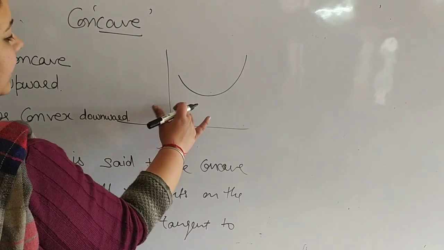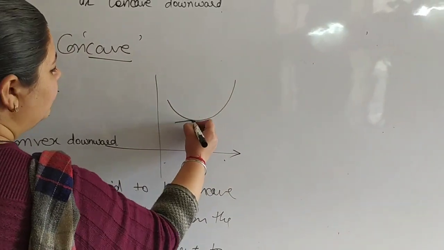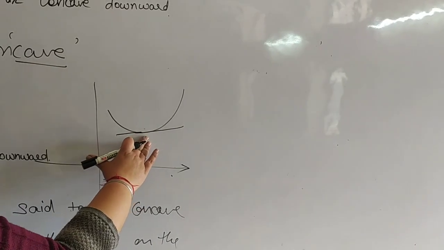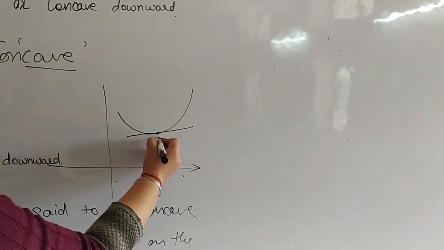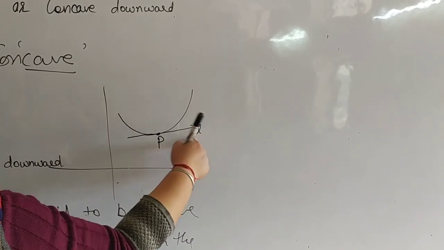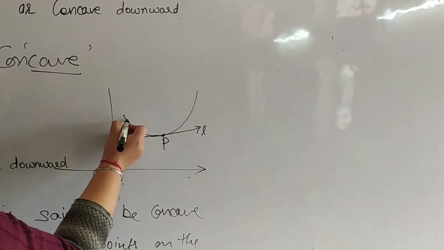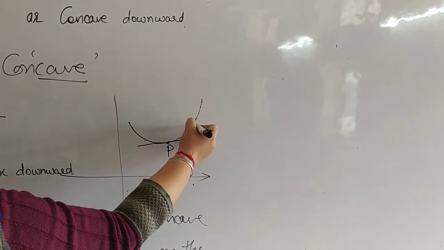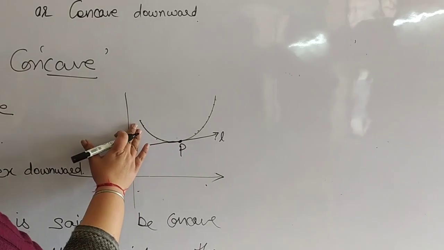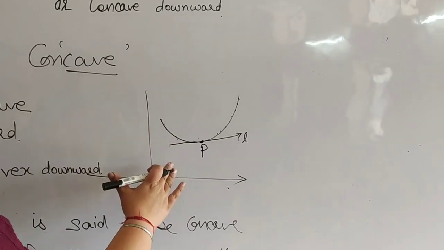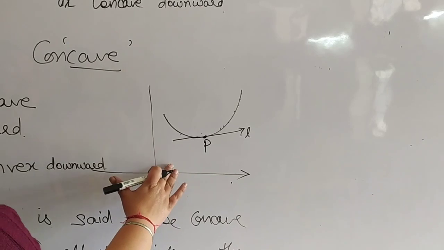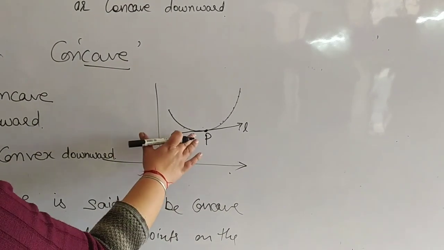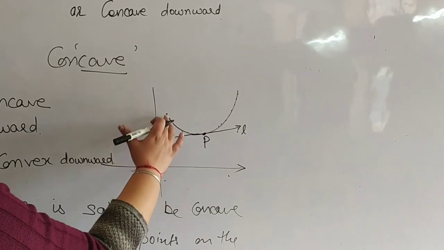That means whenever we are given the graph of the curve, we will draw a tangent. As we know, a tangent is a line which touches the curve at one point P. Here L is tangent to the curve, and we can see that if I take any point on the curve, all the points lie above the tangent. Therefore this curve is concave upward, or it is also said that this curve is convex downward. It is also said that a concave upward curve means a curve that can hold water.